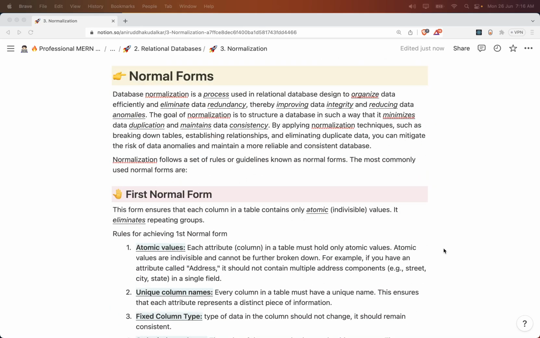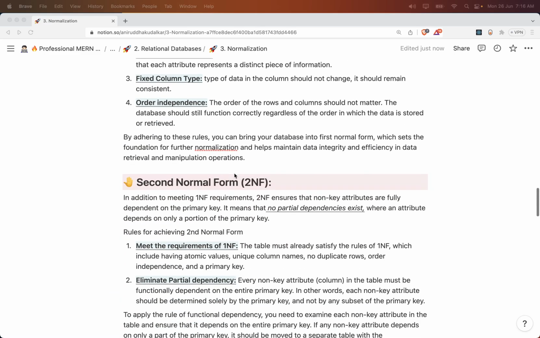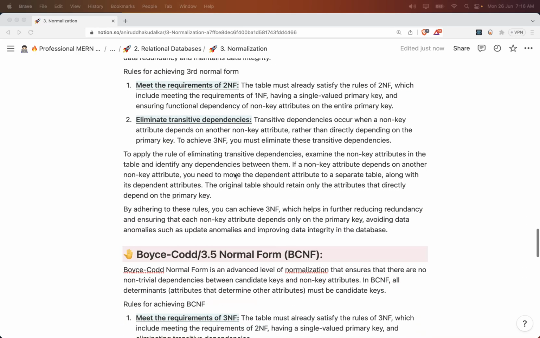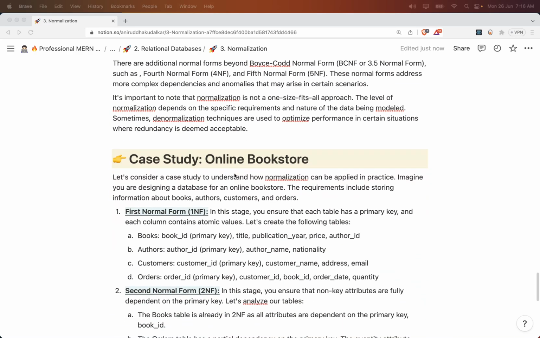Then we will see what the different normal forms are to reduce the data anomalies. And then we will see what the first normal form, second normal form, third normal form, Boyce-Codd normal form are, and at the end we will see the case study.